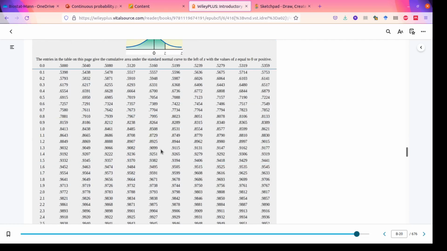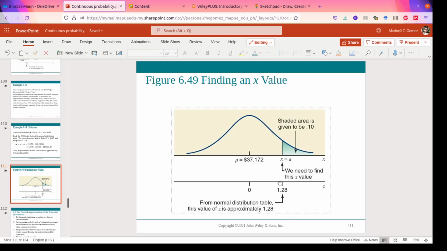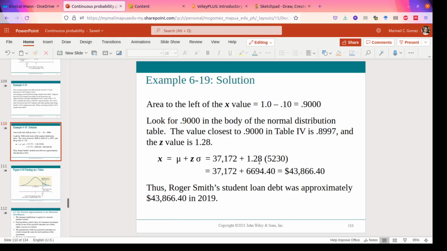0.9 corresponds to a z value of about 1.28. So that's the value of z. Now we convert to x by plugging it into the equation. Since 10% of the students owe more than him, the value of Roger's debt is about $43,866. So that's his value of loan debt.